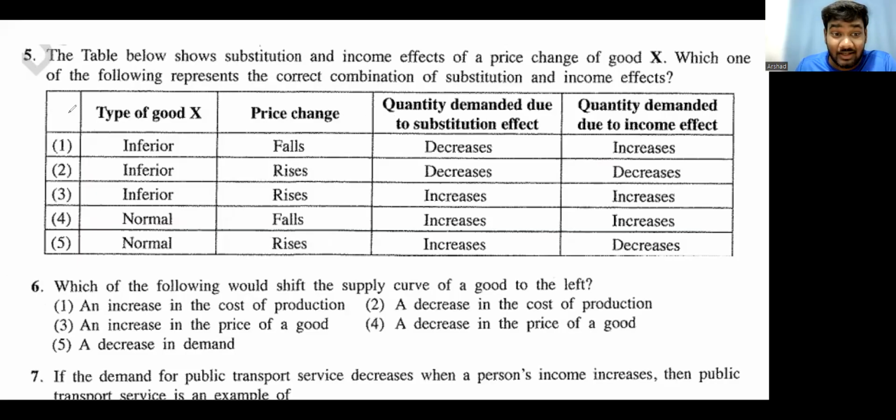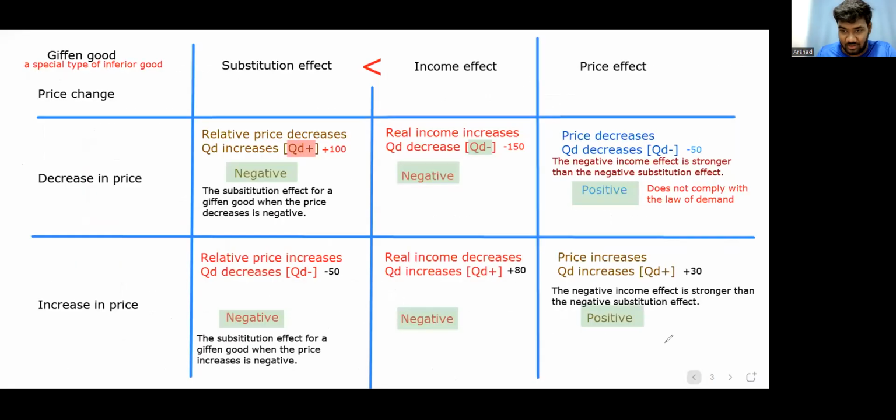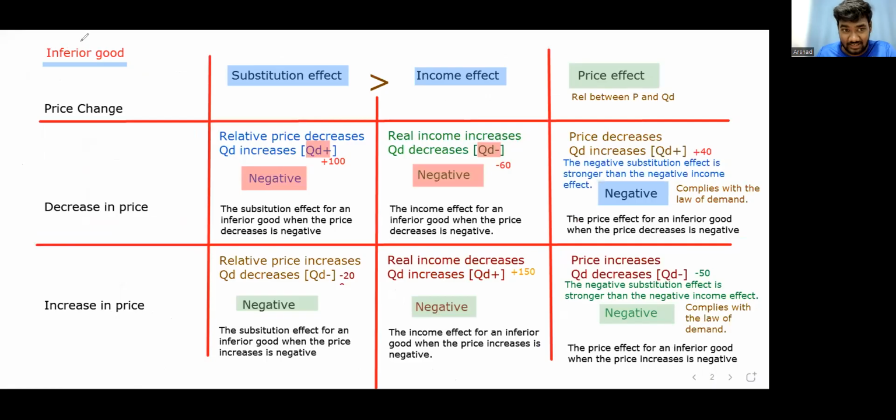So look at, they're saying for an inferior good, okay? If the price falls, quantity demanded due to substitution effect. Let's go and see. We'll go to the inferior good. Inferior good, when the price falls, according to the substitution effect, QD has to increase. According to the income effect, QD has to decrease. So we'll see what they're saying in the question.